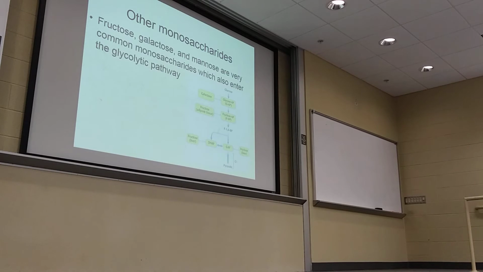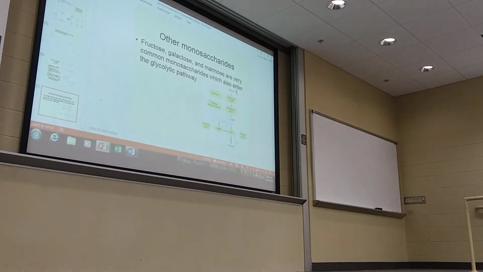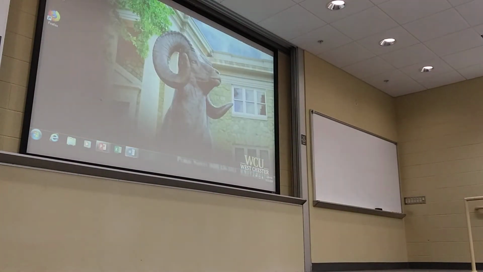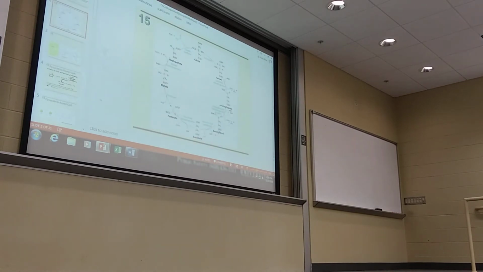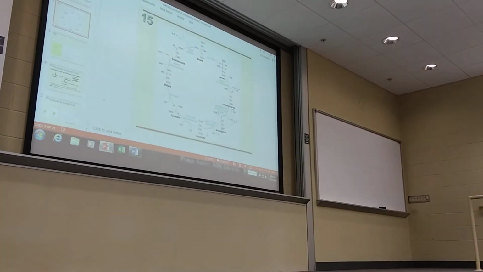They just have to get isomerized to glucose or something else that's already part of glycolysis, like fructose, okay? We'll see a couple other examples of that, all right? Real fast, just look at the screen for a second. The process of the Krebs cycle.